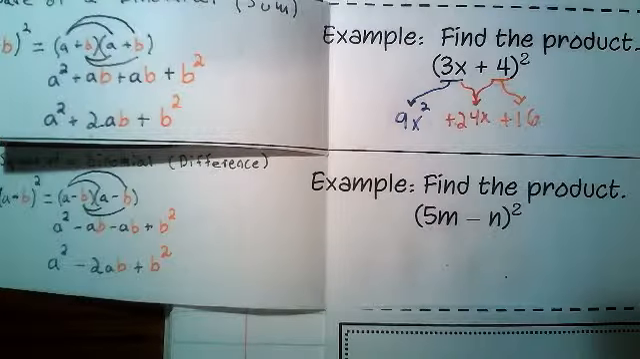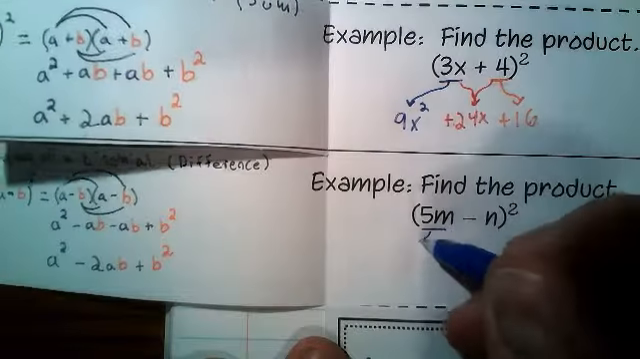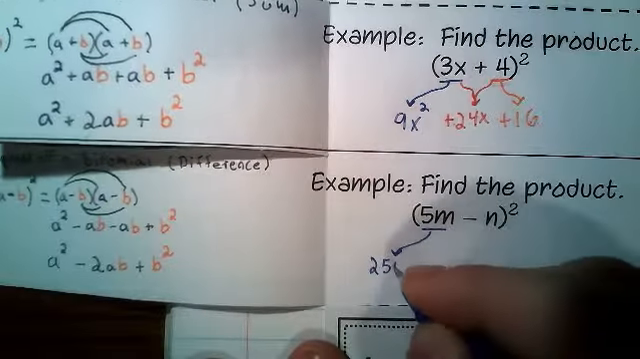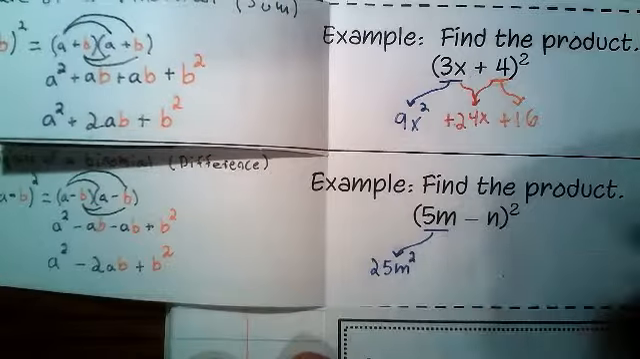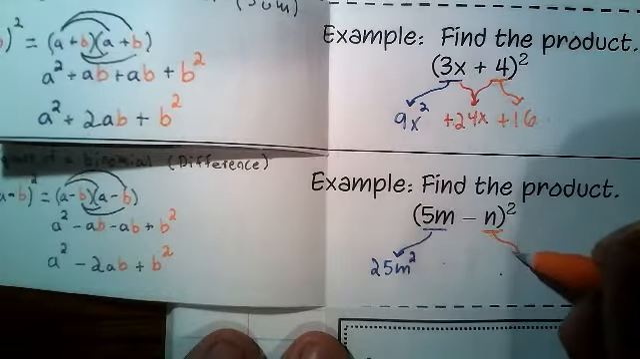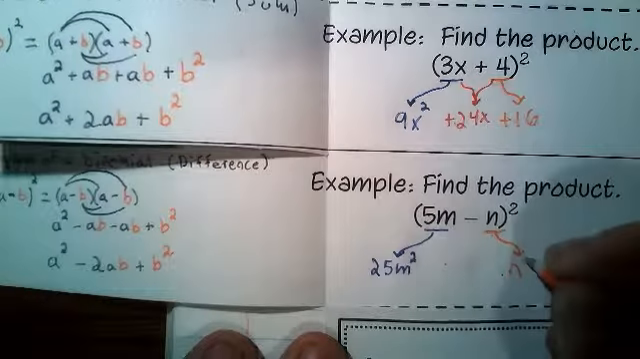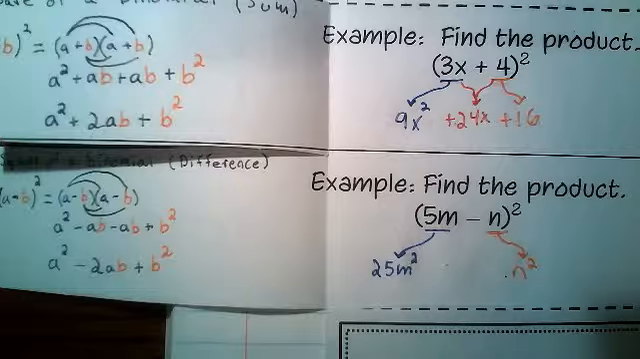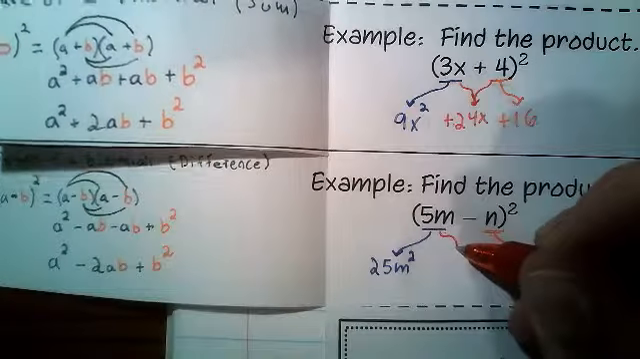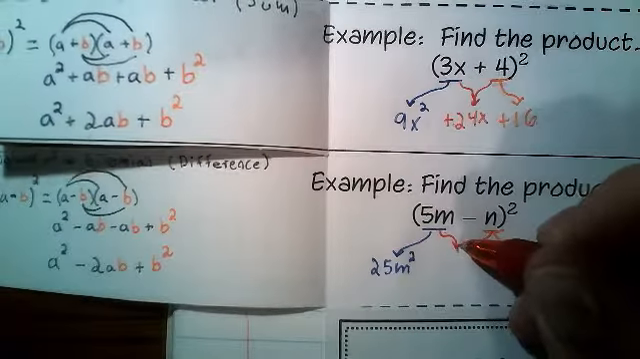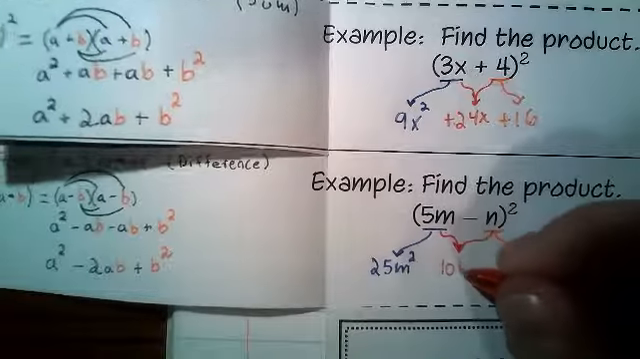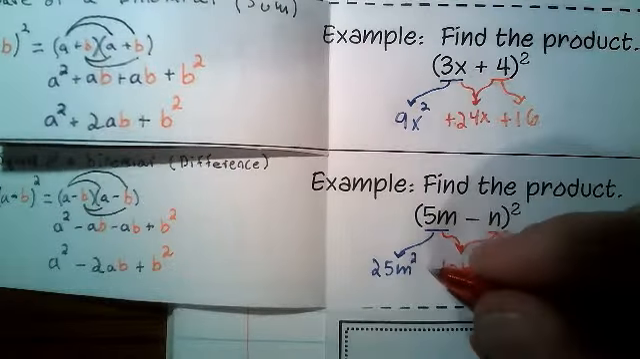So if we take a look at our pattern, I still have my first term squared, so that's 5 times 5 is 25. M times m is m squared. I'm squaring everything that's there. And at the end, it's my last term squared. So n times n, that gives me n squared. In the middle, I'm multiplying the two together and then doubling it. So 5m times n gives me 5mn, and when I double that, I get 10mn. And because this is subtraction, this is subtraction.